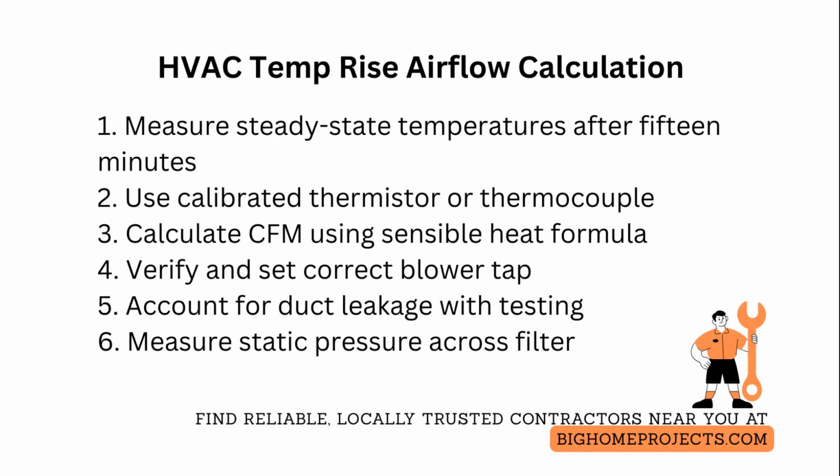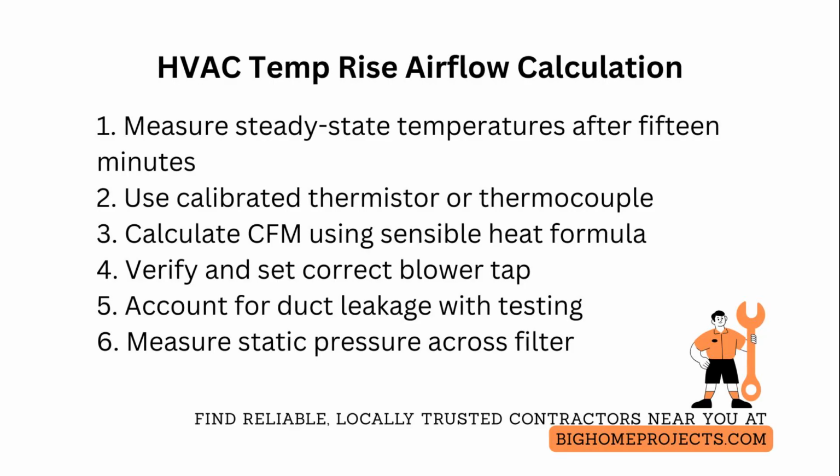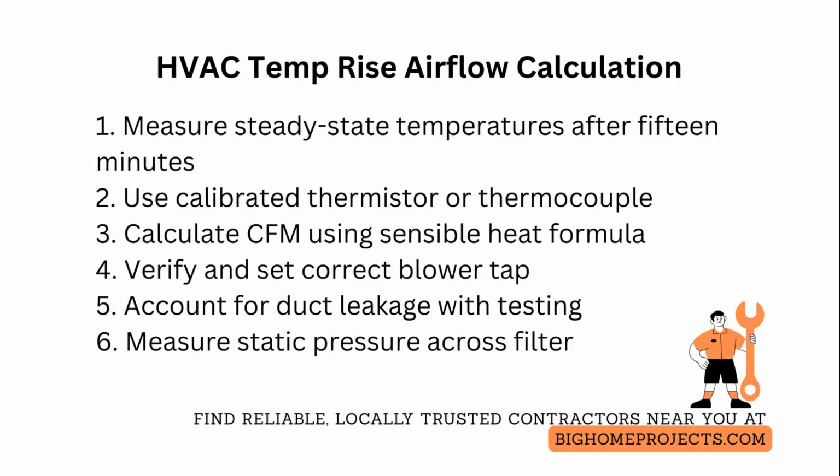If blower speed tap selection is uncertain, first verify line voltage at the furnace motor and trace the tap wire colors to the manufacturer's wiring diagram. Then change taps with power off and confirm continuity to the chosen tap before restoring power.